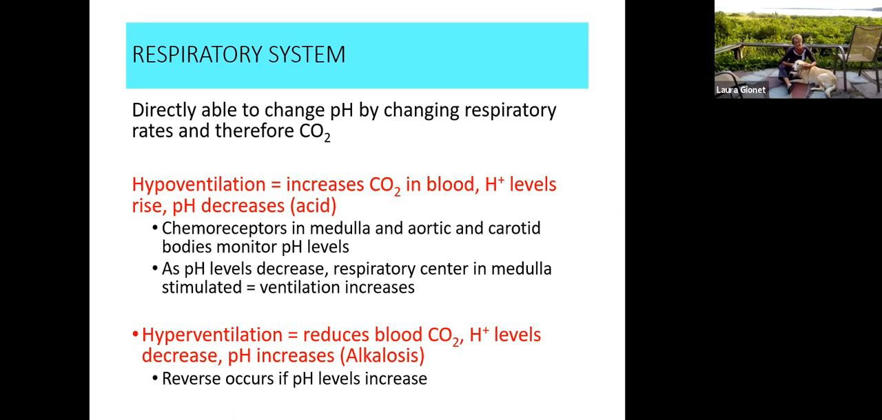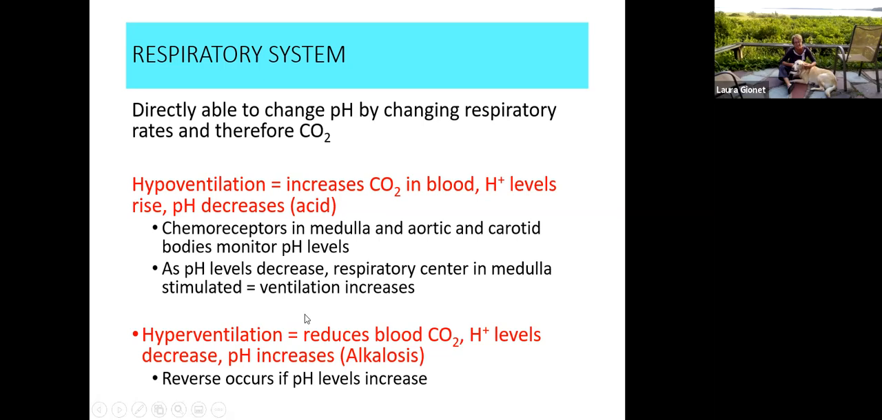So when you are hypoventilating, you don't liberate and exhale as much carbon dioxide. CO2 increases, produces more carbonic acid, produces hydrogen ions, decreases pH. Chemoreceptors in the medulla oblongata and the aortic and carotid bodies monitor this. Remember, we have those peripheral and intrinsic internal chemoreceptor areas, and together they give you brain feedback about the pH of your blood.